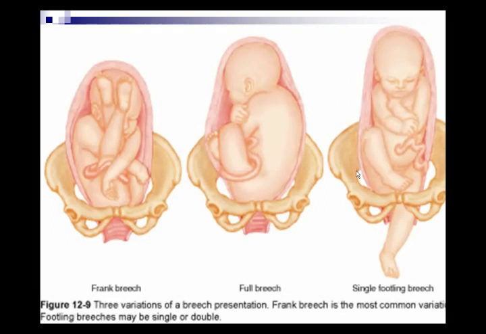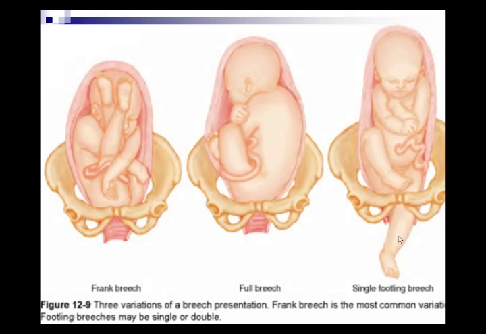Then we have our three deliveries: frank, full, and footling. Single footling is one foot, and then if two are able to fall through, two. Looking at this, most would feel, oh, the footling is probably the easiest to birth vaginally, but it's not. The one that's the safest is the frank delivery.